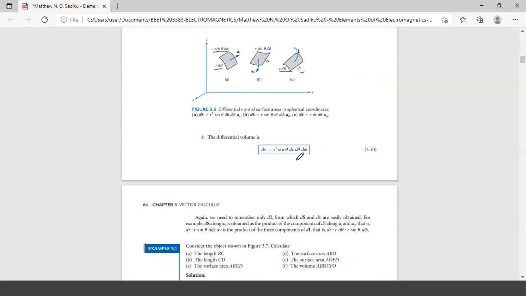So the differential volume is, we multiply all: dr times r sin theta times r d theta. So we get r squared sin theta dr d theta d phi.